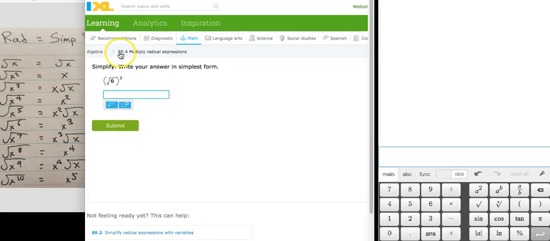Okay, let's try IXL EE.4. All right, so we're multiplying some radical expressions. First of all, when you square a square root, it basically cancels. So let me type this thing like you see it right here.